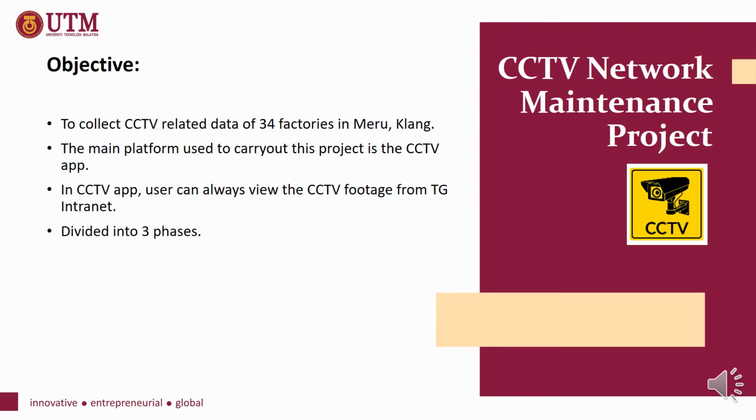The third project title is the CCTV Network Maintenance Project. Basically, this project's objective is to collect CCTV related data of 34 factories in Meru Klang. The main platform used to carry out this project is the CCTV app. The yellow picture on the right is the CCTV app logo. In this app, users can view the CCTV footage and faulty channels from the TG intranet. This project has three phases.